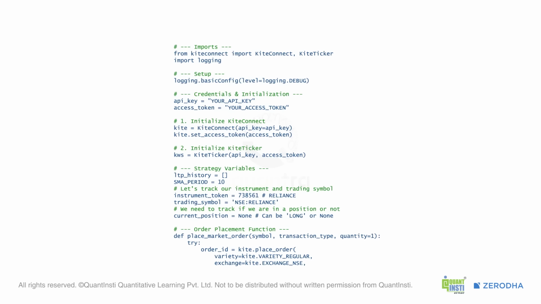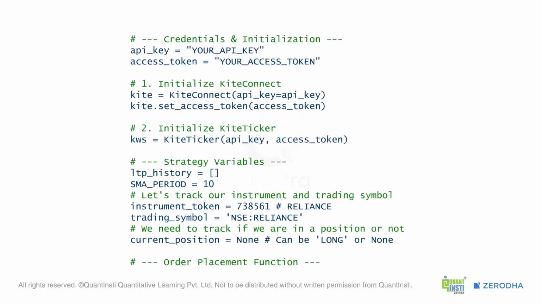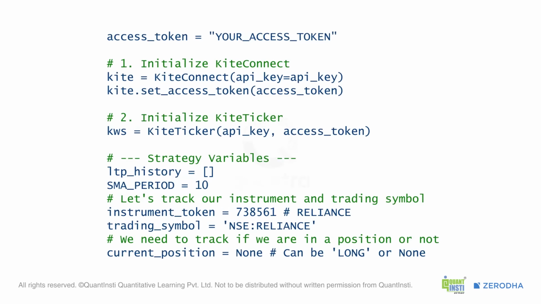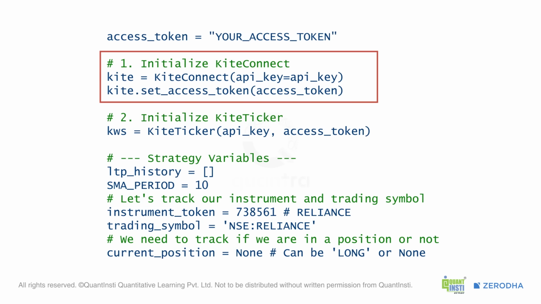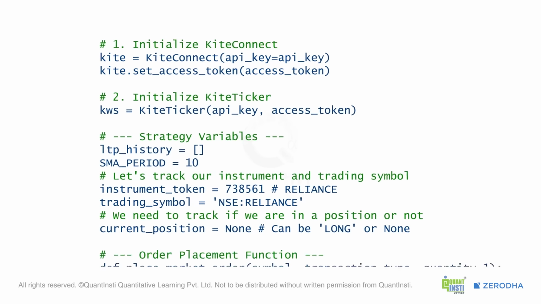Okay, here's our signal generation script. The first thing we need to do is import and initialize the main KiteConnect object right alongside our KiteTicker. A lot has changed, so let's break it down carefully. First, we now initialize KiteConnect and pass it our API key and access token. This object is our gateway for actions. We've created a dedicated function, place market order. This makes our code clean.